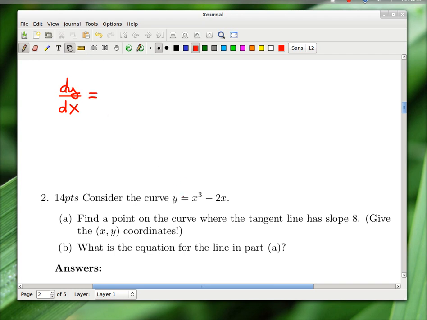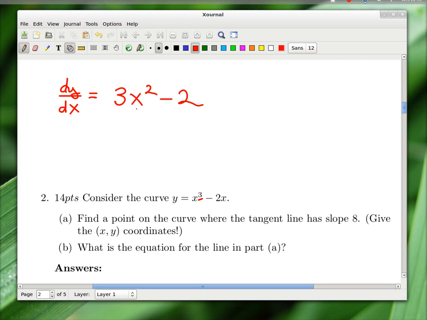So if we take the derivative of this thing, the 3 comes down, and then you subtract 1 from what was there before, so that leaves 2. And same thing here, but usually when it's 2 times x or something, you just kind of think of it as the x just disappearing. All right, and so now I have the derivative.